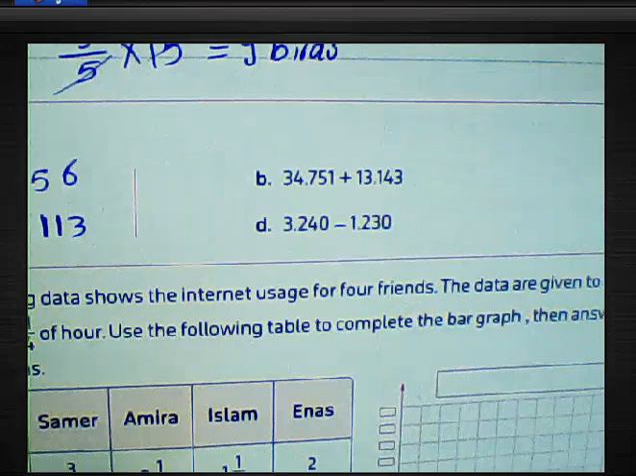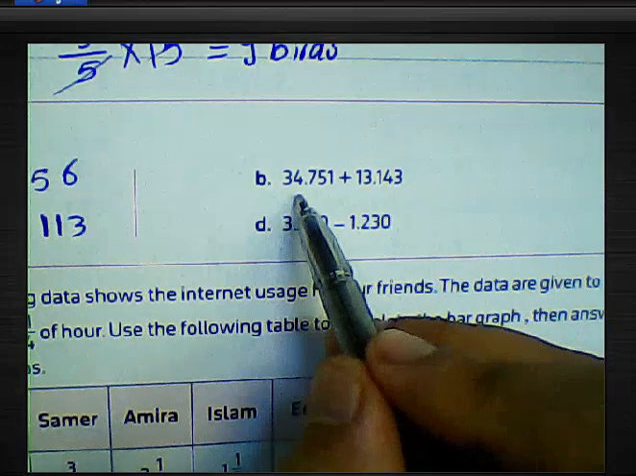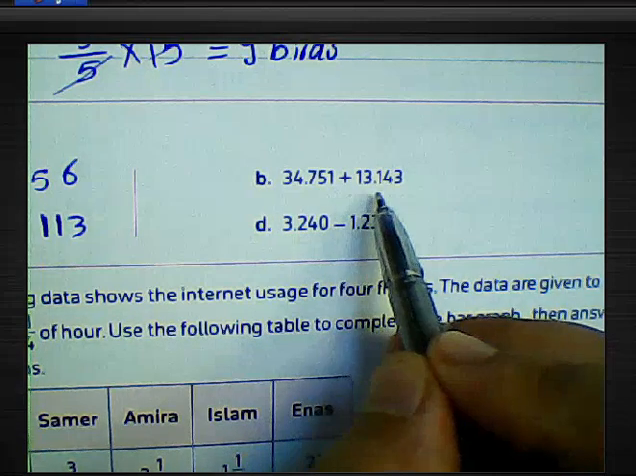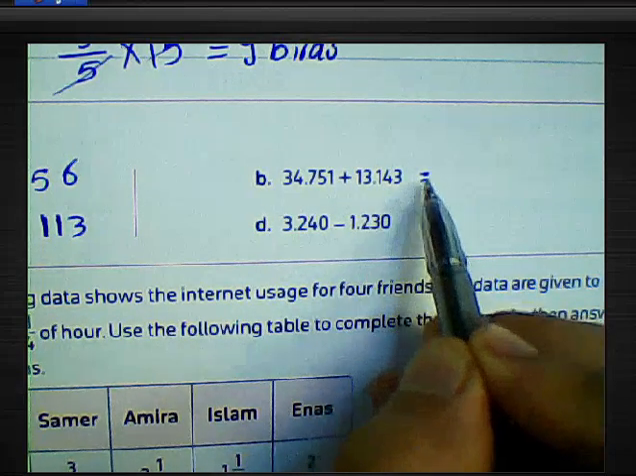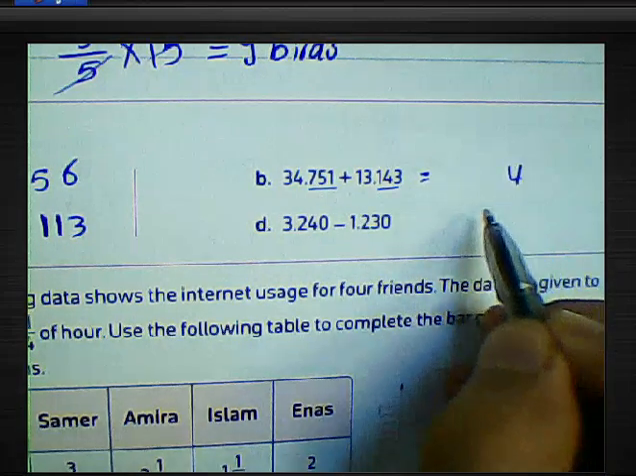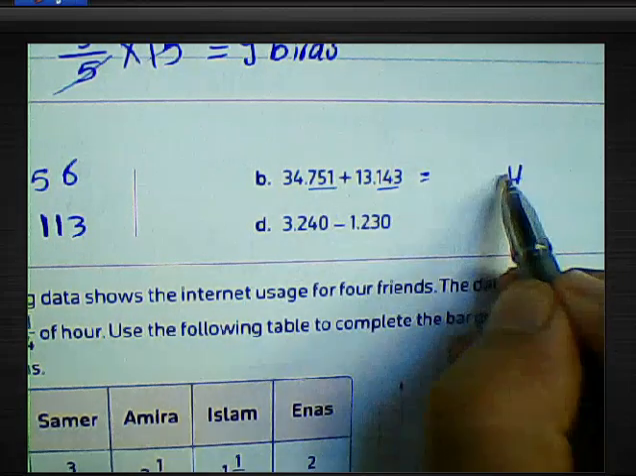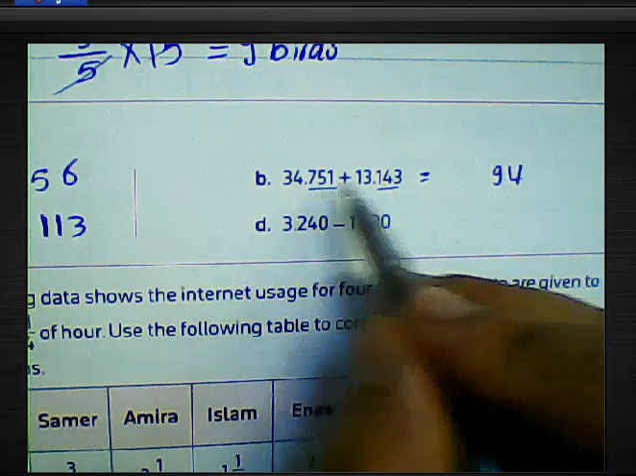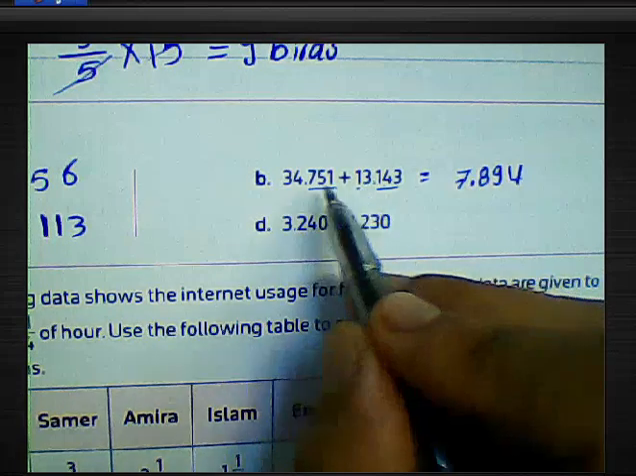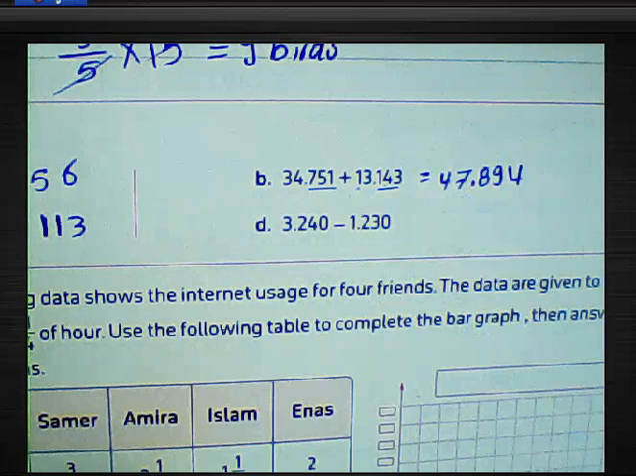We can add 34.751 plus 13.143. We have equal parts here. 3 plus 1 equals 4. 4 plus 5 equals 9. 1 plus 7 equals 8. 3 plus 4 equals 7. 1 plus 3 equals 4.